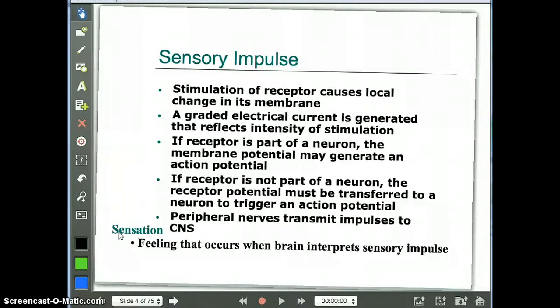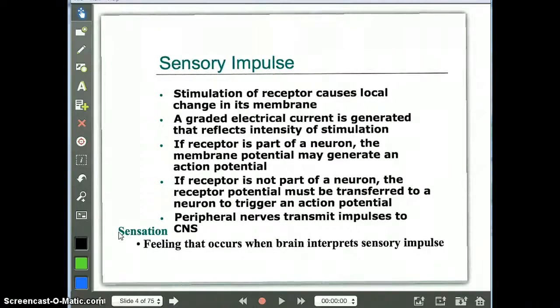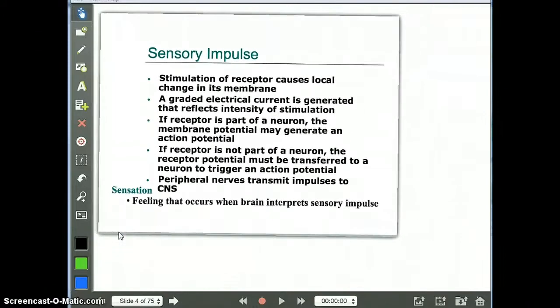Now, a sensory impulse, going back to our reflex arc. You have some sort of stimulation on a receptor site. Look at our receptor site. What may it be? Something in the skin. Maybe it's in the eye. Maybe it's in your nose. Maybe it's on your tongue. Based upon whatever type of sensation pathway we're working with, it needs to have an initiation site.